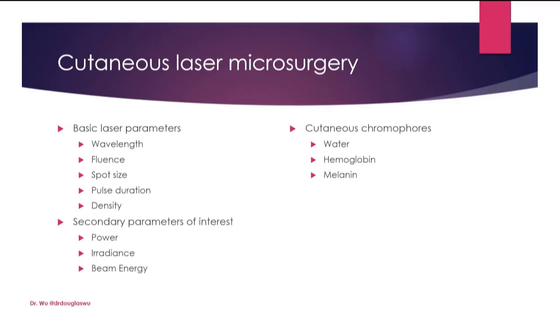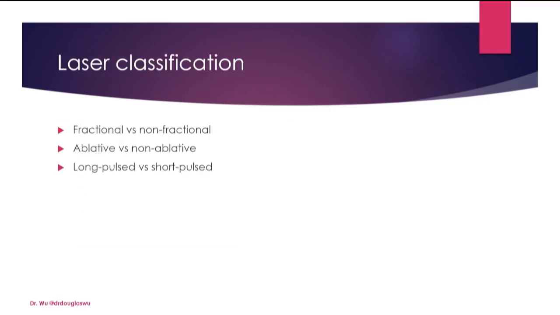And finally, what are we targeting? The chromophores within the skin typically are going to be water, hemoglobin, and melanin. There are a couple others, but these three are the main ones that most lasers tend to target. Laser classification. We know Dr. Rishi has already explained this beautifully: fractional versus non-fractional, ablative versus non-ablative, and long pulse versus short pulse. All of these have implications in terms of skin type and their appropriateness in different clinical situations. So being familiar with these terms and understanding how to apply them is very important.